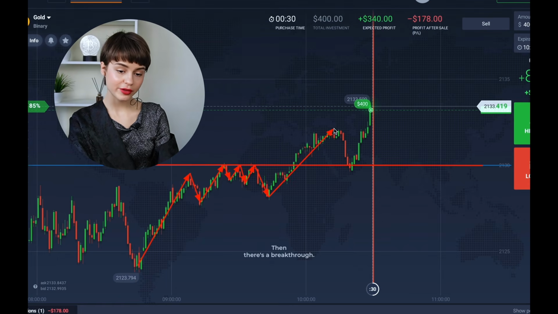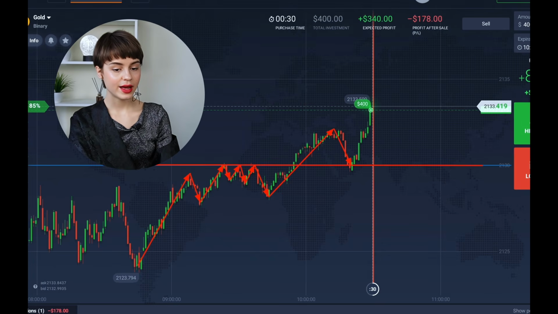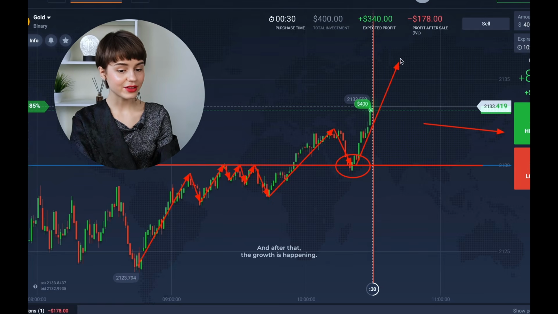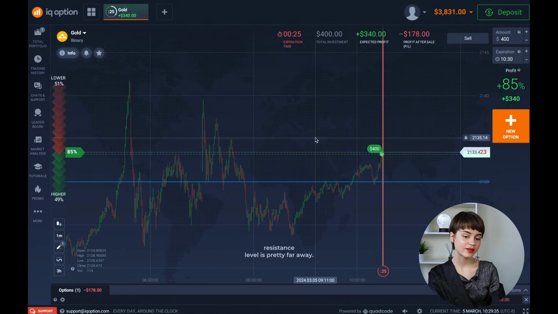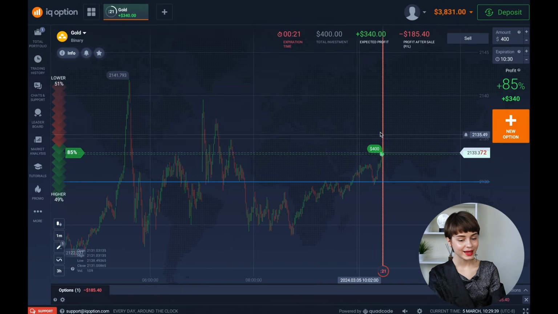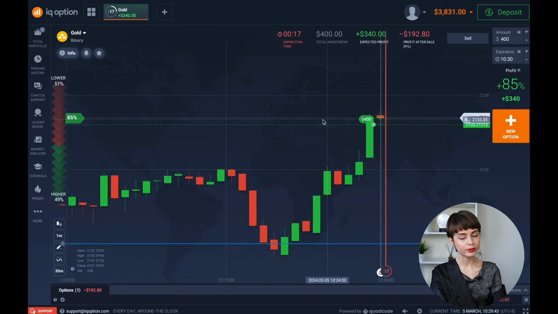Then there's a breakthrough, we're getting back to the level broken through to test it, and it's a perfect spot here to open a position with higher. And after that, the growth is happening. We can point attention to the fact that the following resistance level is pretty far away, high, so we can open a bet on a trend with no problem.